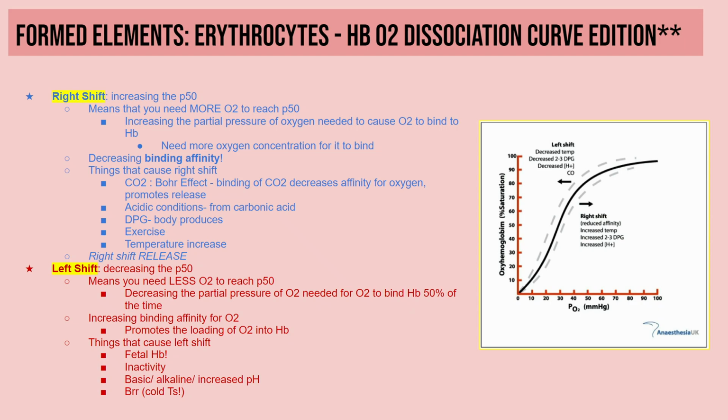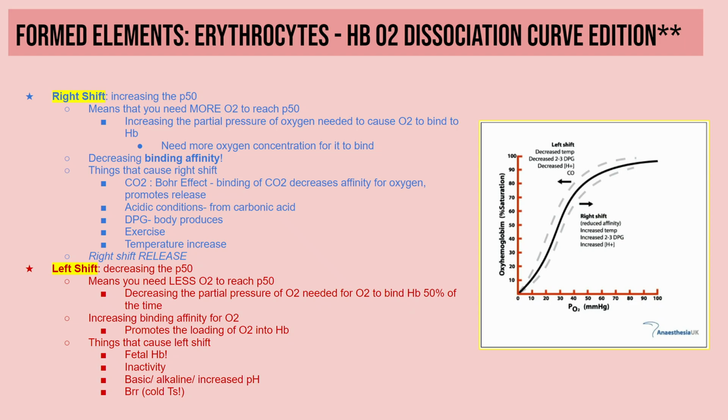So here are some things that cause the right shift. Carbon dioxide, like we talked about before, this is the Bohr effect. If you bind CO2, that decreases the affinity for oxygen, and therefore you need more oxygen in the environment to reach the same amount of oxygen bound in the protein. Acidic conditions also lead to a right shift. DPG, which is just a byproduct of the body. Exercise, so that makes sense. If you're exercising, you need to take in more oxygen to get the same amount of oxygen bound to your hemoglobin.